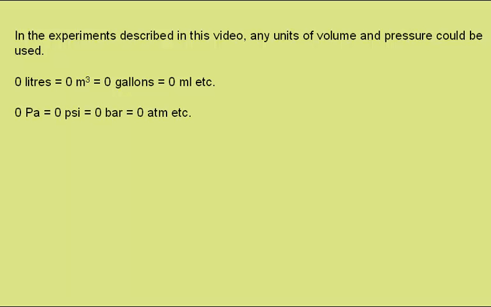In the experiments described in this video, any units of volume and pressure could have been used, and we would have got the same results. As no litres is the same as no cubic meters, or no gallons, or no millilitres, etc. Any volume measurement has 0 when there is 0 volume. Equally, 0 pascals is equal to 0 pounds per square inch, or 0 bar, or 0 atmosphere. All pressure scales have 0 at 0 pressure.